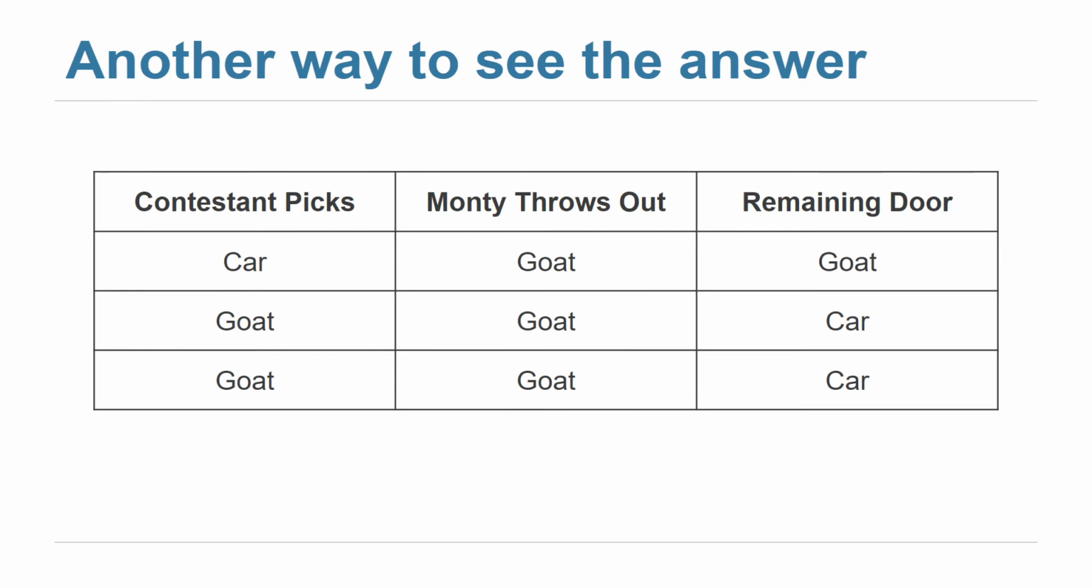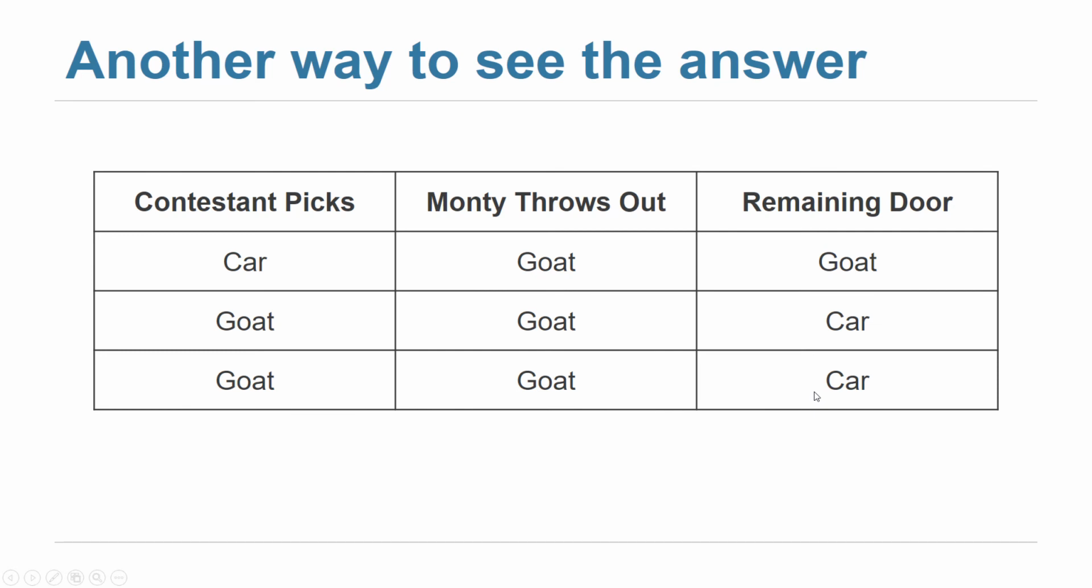Okay, so we're done with this, and this is quickly another way to explain the answer. If the contestant picks the car, then Monty will throw away a goat, and the remaining door will be a goat, right? You agree with me on that? What if the contestant picks the first goat? Then the second goat will be here, and the car will be in the remaining door. What if the contestant picked the second goat? The first will go here, and the car will be here.